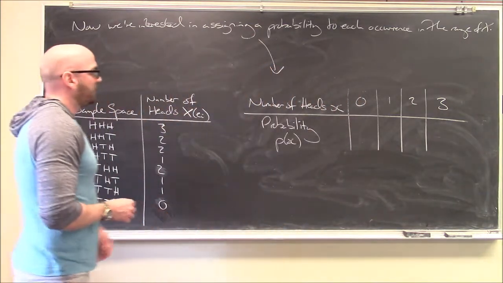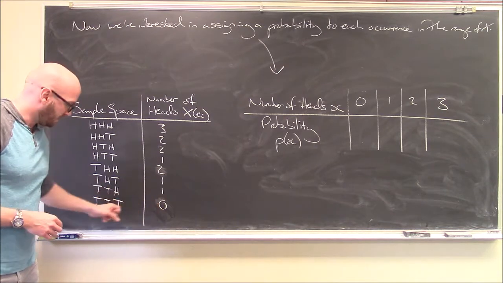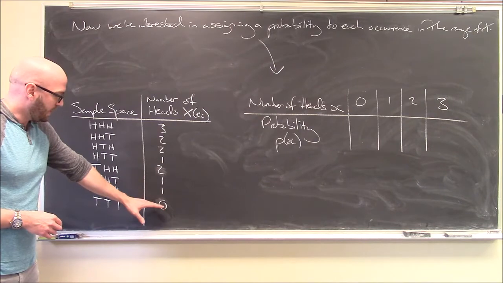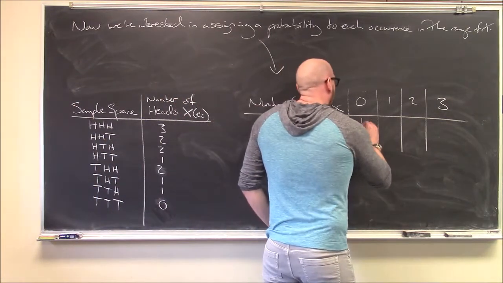So number of heads, 0. What's the probability of getting 0 heads? Well, there's only one way to get 0 heads, which is TTT. So one outcome out of 8 in the whole sample space. So the probability of getting 0 heads is 1/8.